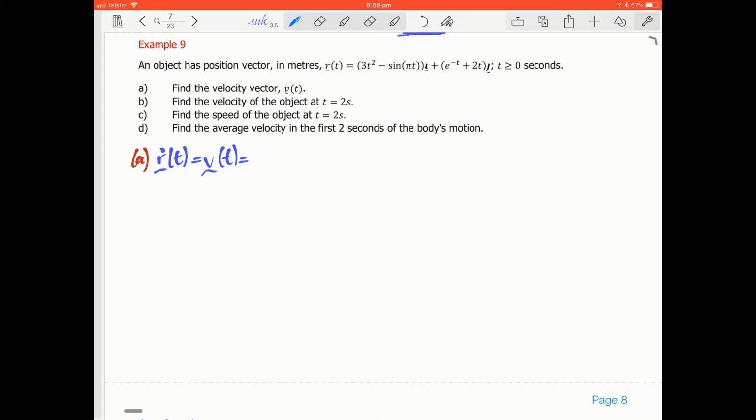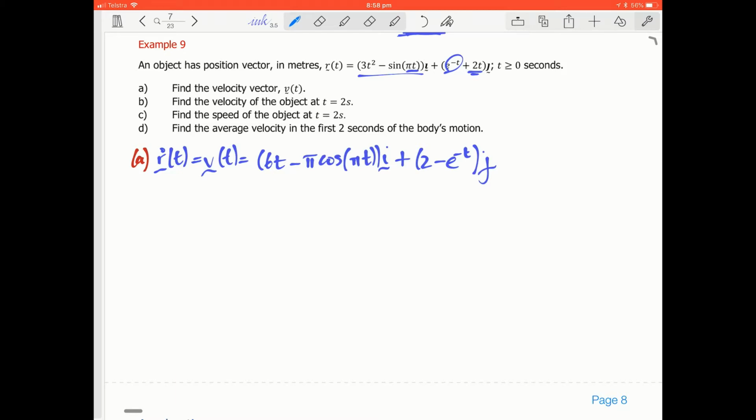Get used to that because I use both in the exams. So we know if we derive this, we're going to get 6t. When I derive sine, I get cos, but I've got to bring my coefficient out. So pi cos pi t i, plus, now I'm going to derive this first. I'm going to get 2, because when I derive this, I get negative e to the negative t j. Okay, so that's my velocity vector at any time.